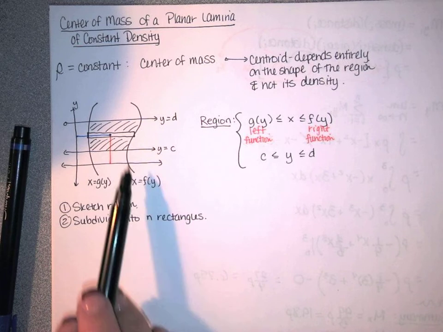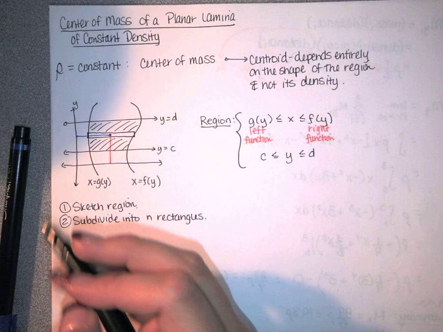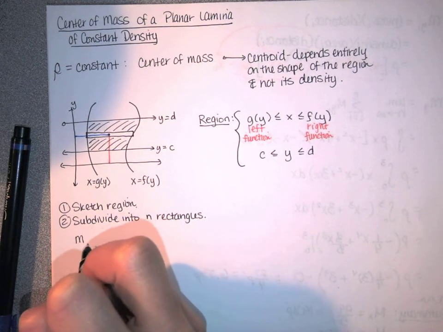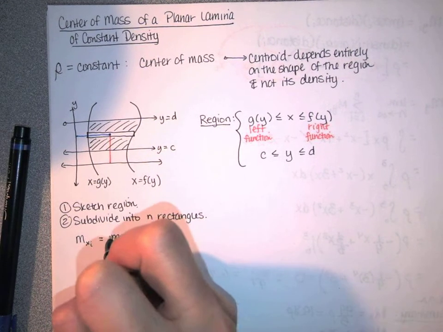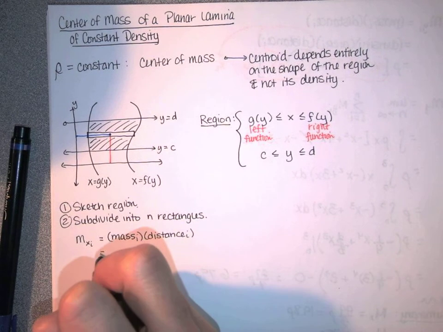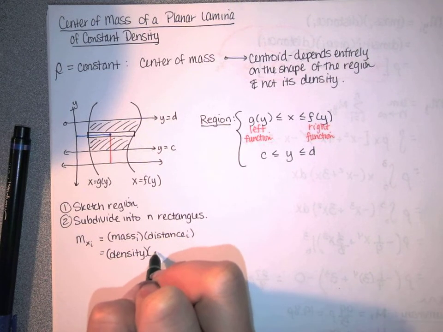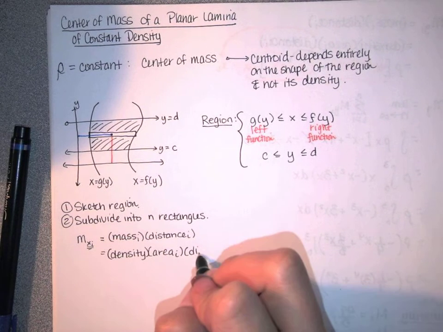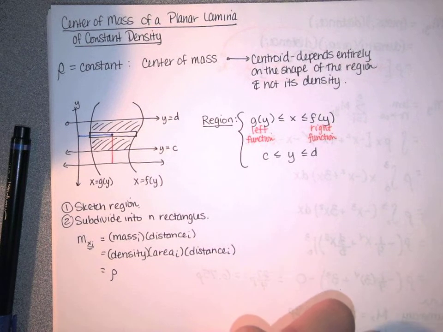So we subdivide into n rectangles, we look at the ith rectangle, and we find the moment of that rectangle about the x-axis and the y-axis. Now be careful here, it's not exactly what you think. The moment of that rectangle about the x-axis is still mass times distance from the x-axis, and mass is going to be density, that's mass per unit area, times the area of that rectangle, times the distance to the x-axis. Remember that you're going to the x-axis next. Density is given, it's rho.